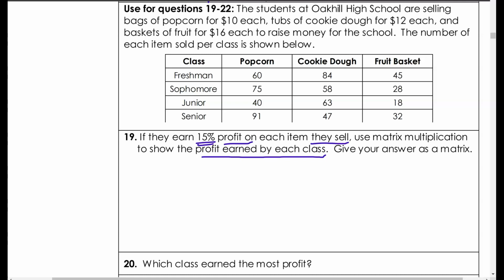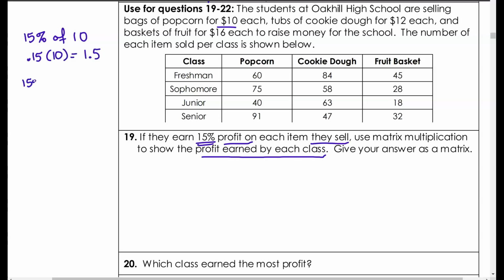So they're making 15% profit on what they have here. So we need to figure out what is 15% of what is being sold. So 15% of $10, which would be our popcorn. So then this would turn into 0.15 times 10, which is equal to 1.5.